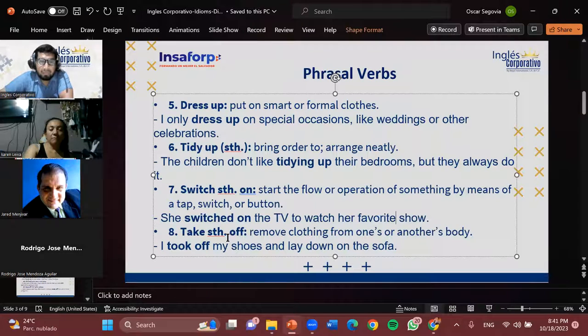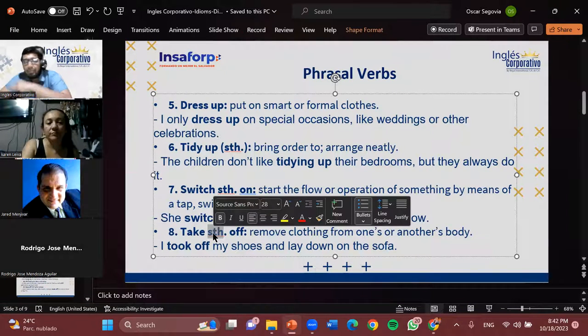Now, take something off. Take something off. What do you understand by this, Karen? Well, it's like the definition, remove clothing. Just take off my shoes, for example, when I'm coming from work. I just take off my shoes first. Or probably my glasses or something like that. Okay, removing. Instead of getting on or putting on, this one is removing. Taking off. Remove clothing from one's or another's body.